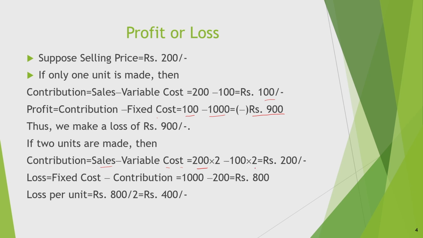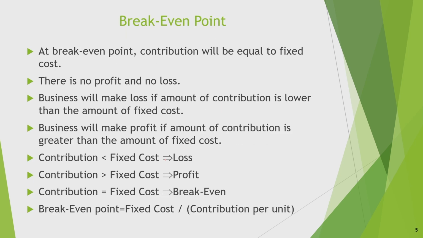So because variable cost is 100 rupees, the total variable cost is this one. So you get total contribution 200. So loss is equal to fixed cost minus contribution. That means 1000 minus 200 is equal to rupees 800. And loss per unit has come, 800 by 2 is equal to rupees 400. So you see the loss has reduced because I produced more quantity.